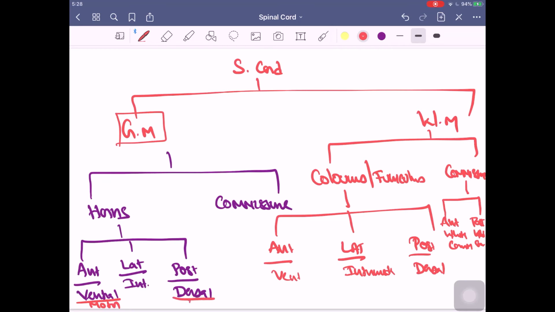The ventral horn is also called the motor horn because all the motor neurons are located here. The dorsal horn is also called the sensory horn because all your sensory neurons are located here. The lateral or intermediate horn is also called the visceral horn or autonomic horn because your autonomic ganglia or autonomic fibers, sympathetic and parasympathetic, start from here. So those are the ganglia.